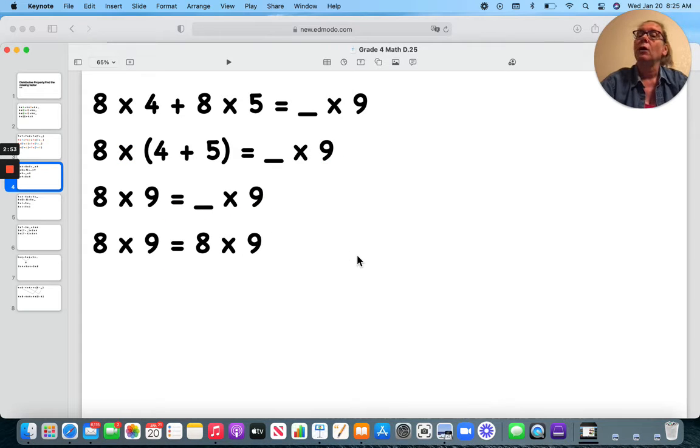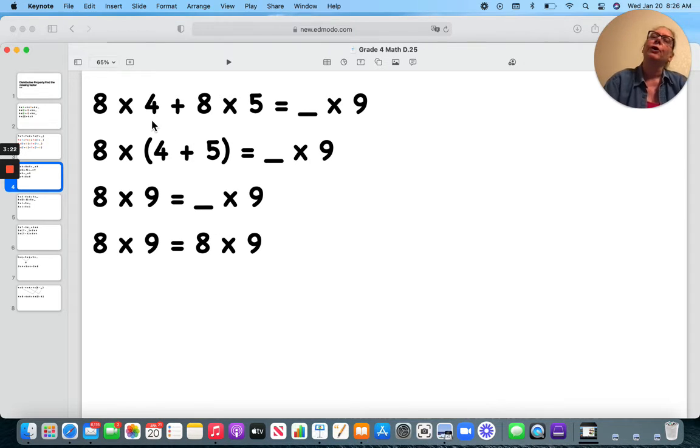So here we go back to probably how you would be working on it, because you're probably not going to be doing your math with a whole bunch of colored pencils. Here we have 8 times 4 plus 8 times 5 equals something times 9. Well, I'm going to add the 4 and the 5. 8 times (4 plus 5), that is 9. So 8 times 9 equals 8 times 9.